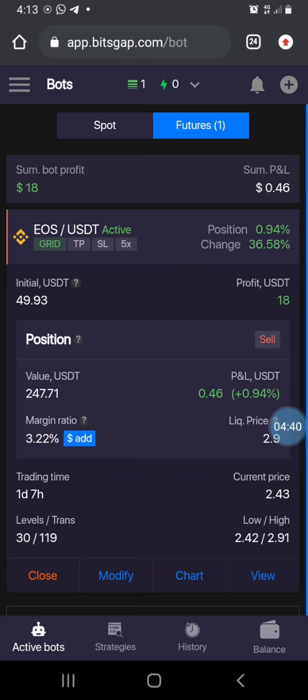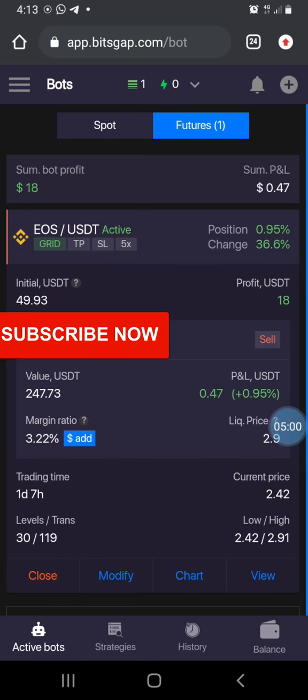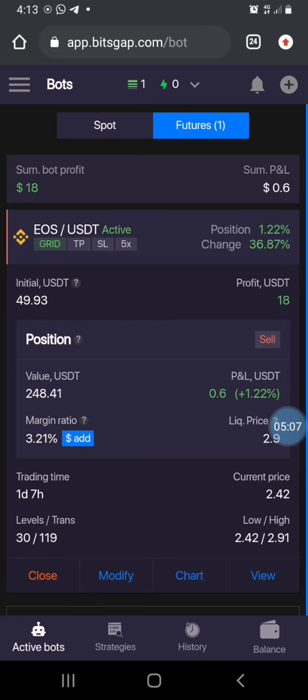So this is how the metric works. Like I explained, the low is 2.42. As long as EOS is in that range, 2.42 to 2.91, the bot will keep making more and more profits. It's on autopilot. I'm not touching it. It sets the buy order, and the algorithm knows the right place to buy and the right place to sell. I think that's what I have to say.